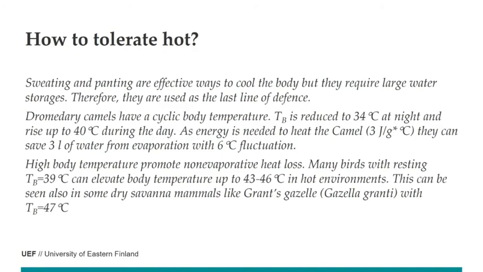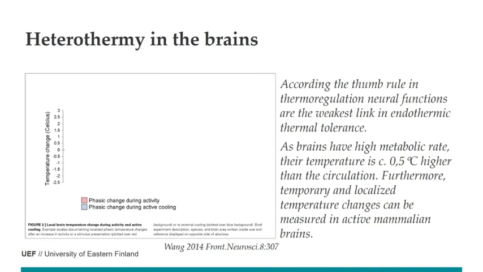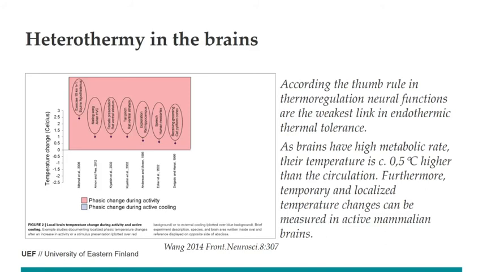Okay. The rule of thumb is that the neural function is the weakest link in the endothermic thermal tolerance. So that's why we can't tolerate fever or hypothermia. Yes. But still, because we have high metabolic rate in the heart and in the brains, the temperature in the brains is about half a degree Celsius higher than in the circulation. But also there are differences. Because we are using the brains, it will increase the temperature. So if we have very drastic physical exercises, the brain temperature can be 2 degrees Celsius more than normal.